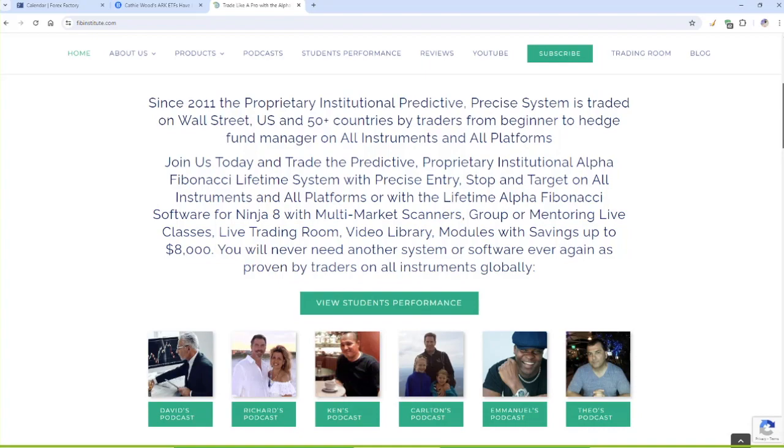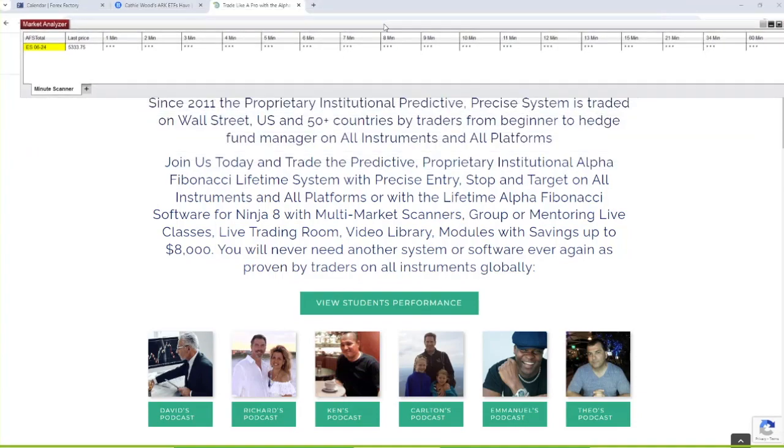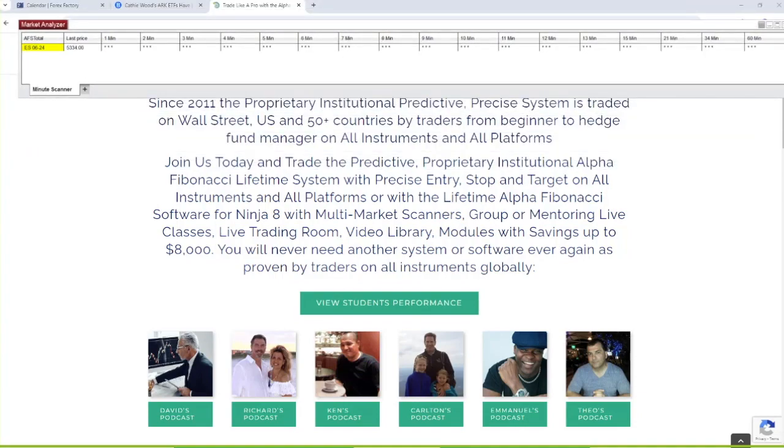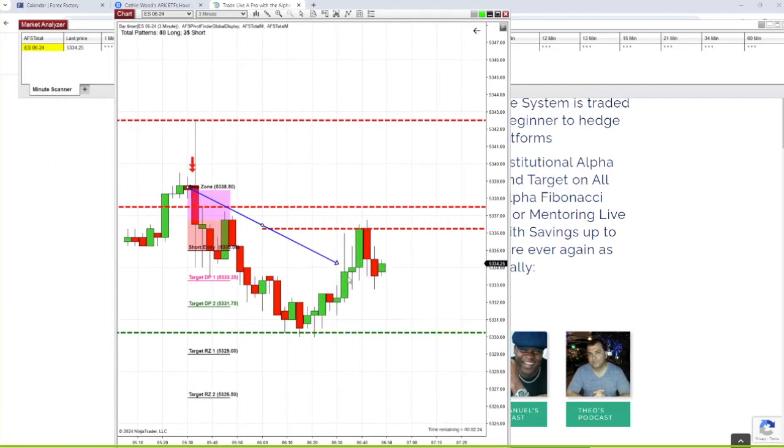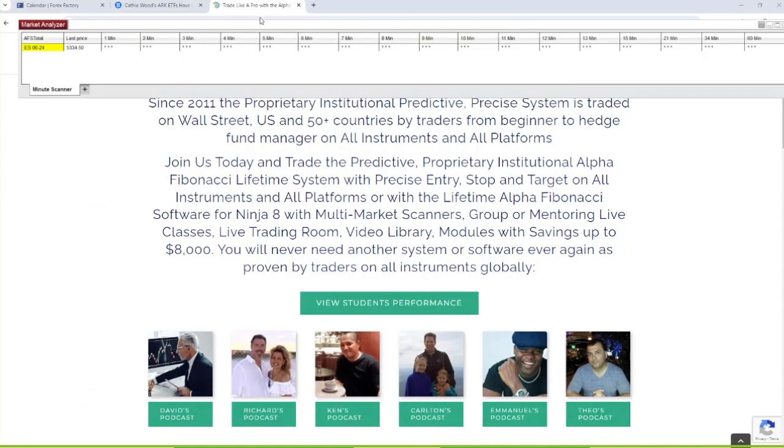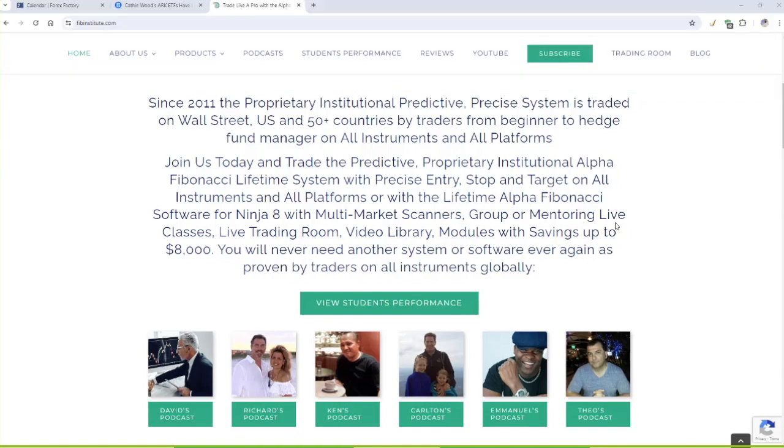But if you choose to day trade futures, Alpha Fibonacci software for NinjaTrader 8 is available to you with multi-market scanner and trade recognition software. This is how the software would display on your chart. And again, if you decide to day trade futures and trade other instruments, of course you can, as proven by traders all over the world. So view students' emails from all over the world and understand.